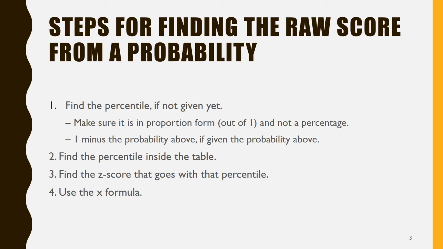Then you want to find the percentile that you have inside the table. So we're going to start from the inside, and then we're going to go out. Before, we were starting on the outside, and we went in. And then you're going to find the z-score that goes with that percentile, and then you're going to use the x formula to find x.